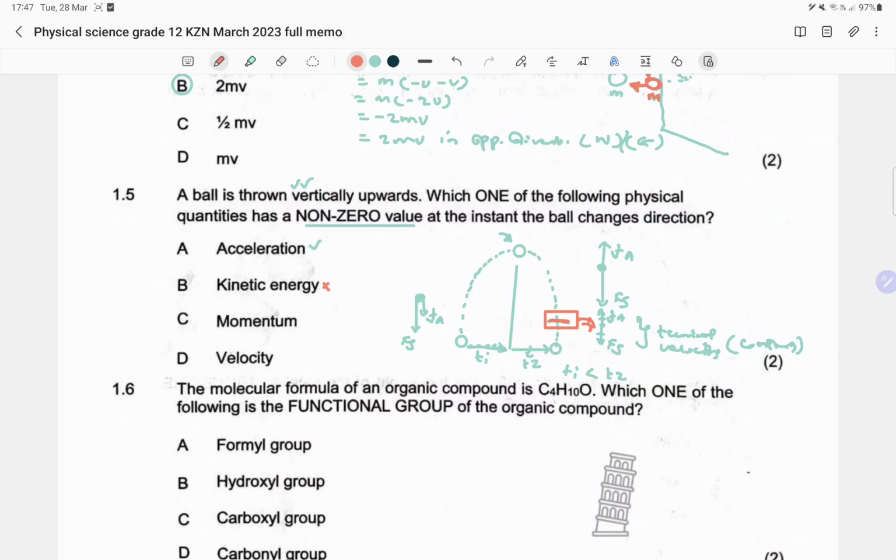Kinetic energy is definitely zero. Why? Because the velocity at the maximum height is zero. So since kinetic energy has something to do with velocity, then that product essentially becomes zero. Momentum is definitely zero. Why? Because it's also related to velocity. As you know, P is equal to mv. Here we know that EK is equal to half mv squared. Okay, remember those formulae. The velocity is unfortunately zero, so the answer becomes A.